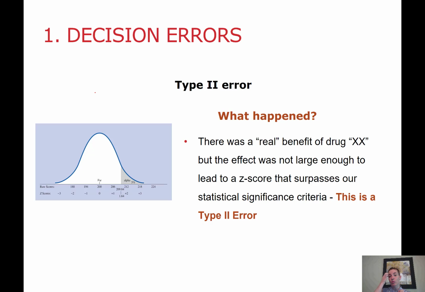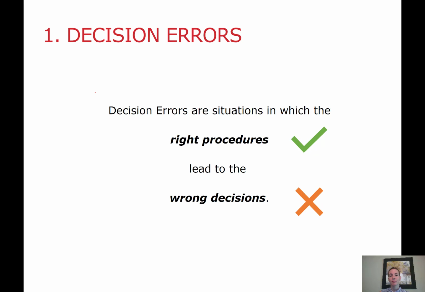And this happens because the real benefit of the drug exists, but it's a small benefit. So my z-score just wasn't large enough to be detected in my test as passing or surpassing statistical significance, right? Or surpassing my threshold for significance. This is called a type 2 error. And just to reiterate, these errors are not human errors. They happen when we do everything correctly, but we end up with a wrong conclusion.